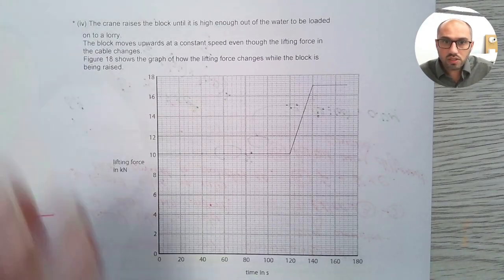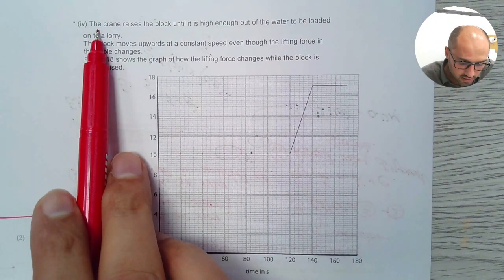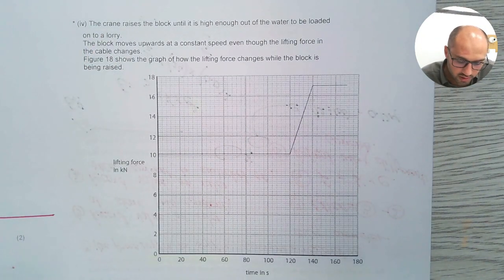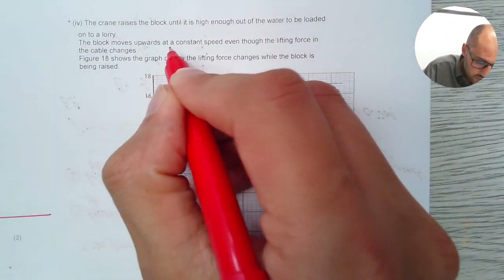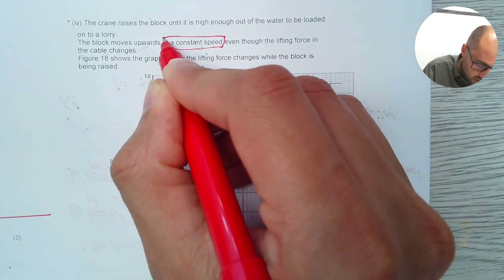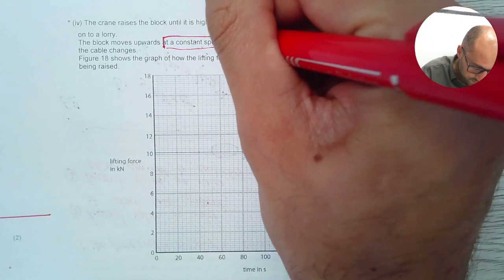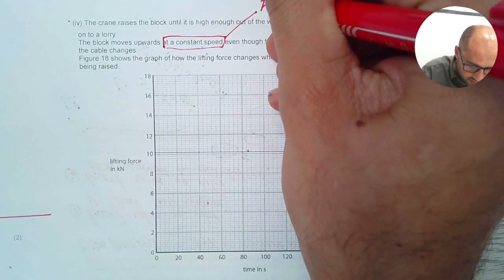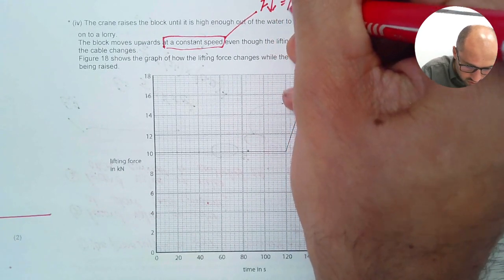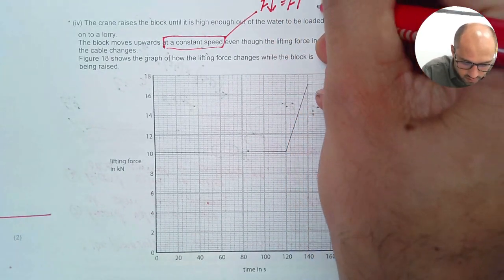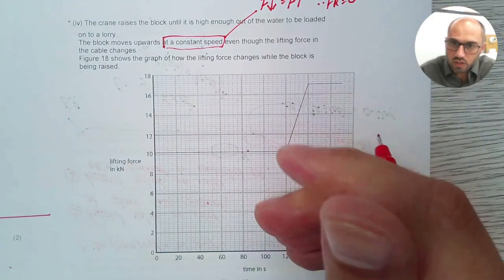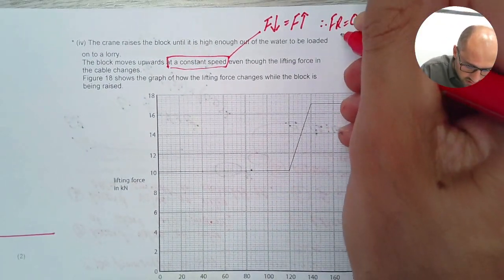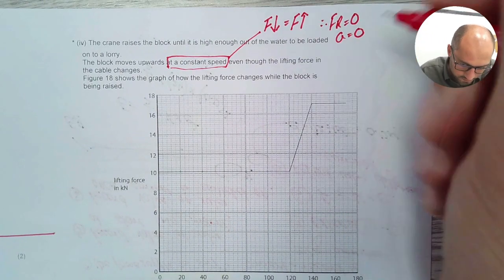Now this question is a 6 marker. It says the crane raises the block until it is high enough out of the water to be loaded onto a trolley. The block moves upward at constant speed. The moment I see this constant speed, this means F downward is equal to F upward. In other words, the resultant force has a 0 value. So acceleration will be 0.